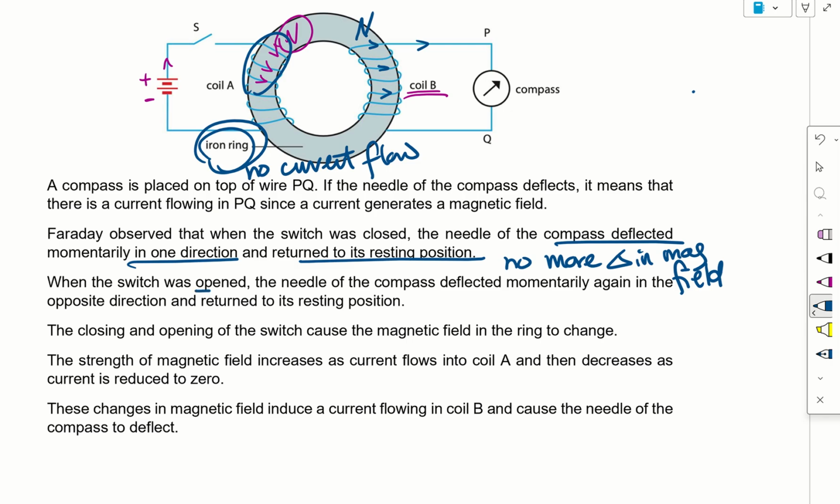But when the switch was opened, the needle again deflected momentarily. Why? Because from having a magnetic field, now the switch is open and there's no longer a magnetic field. From magnetic field to no magnetic field, there is a change in magnetic field. So it will deflect, but in the opposite direction, and then go back to the resting position.